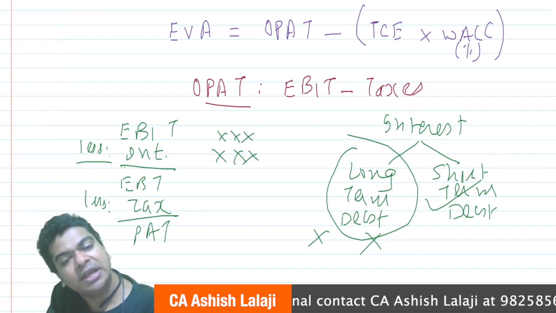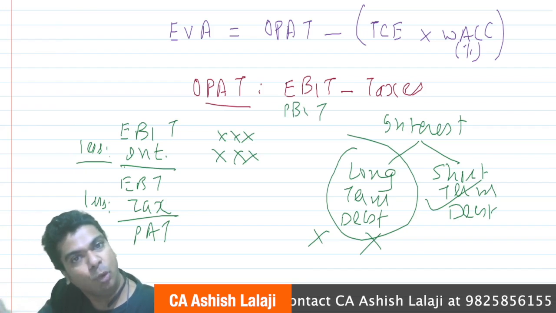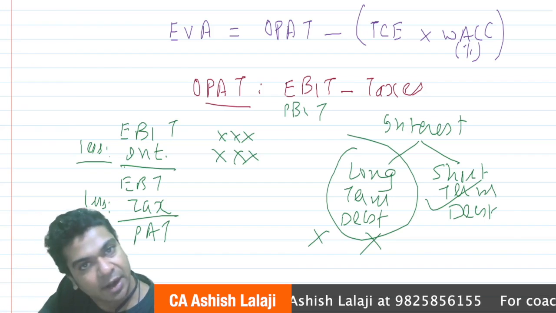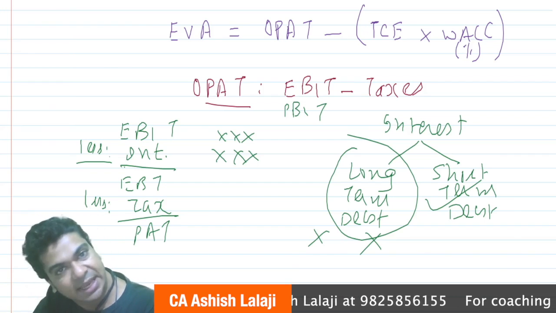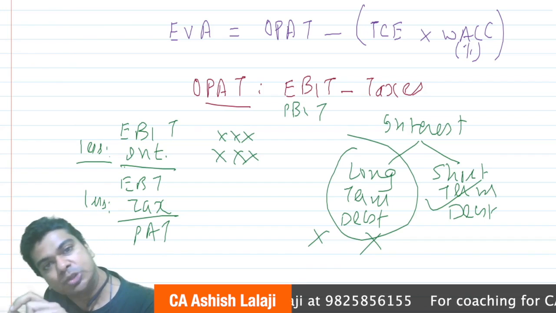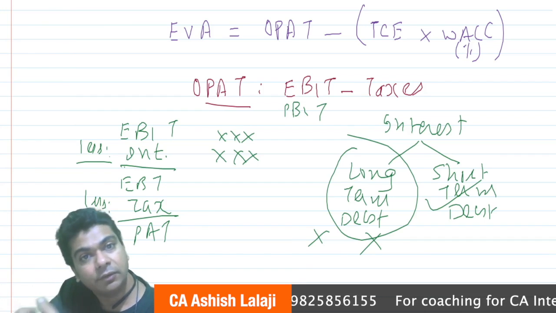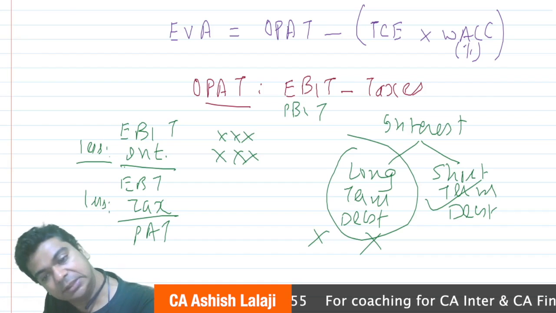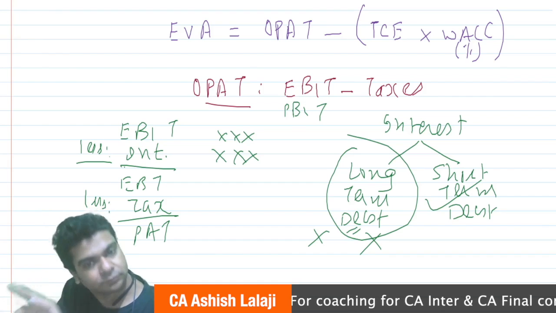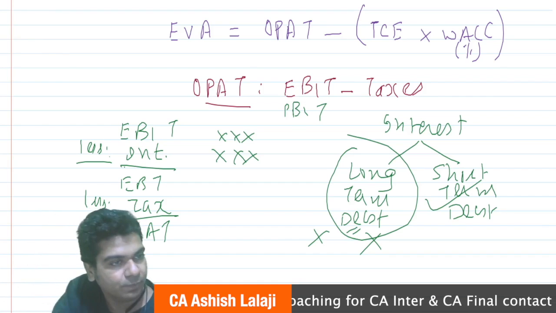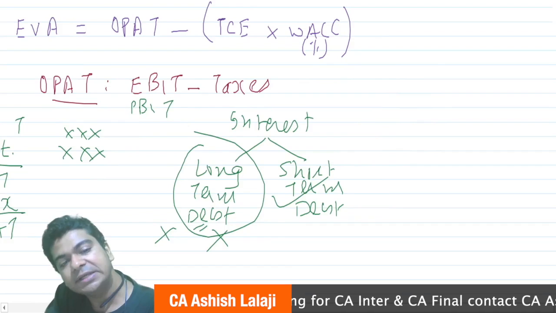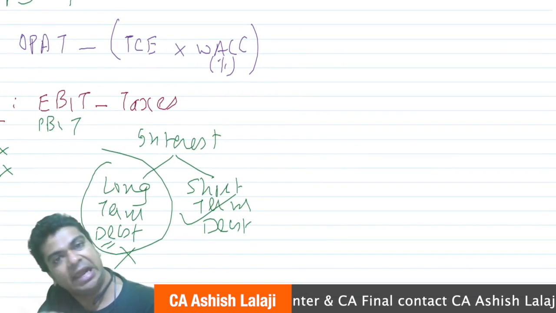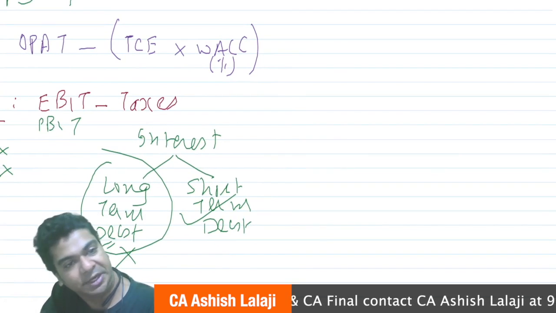This EBIT you can even write as PBIT also. I have no problem with that. So if you are writing OPAT as PBIT minus tax, fair enough, no problem. But as I said, do not deduct interest on long-term debt. Do deduct interest on short-term debt. What is the logic of not deducting the interest on long-term debt? I will come to that also. For that, we will have to understand the concept of TCE. Once you understand TCE, you will realize why interest on long-term debt cannot be deducted.